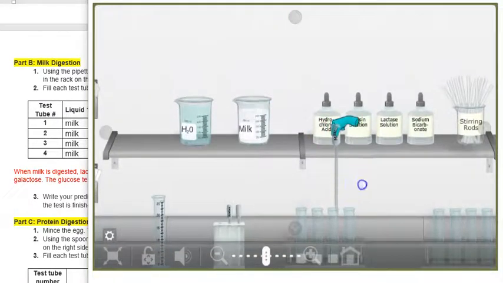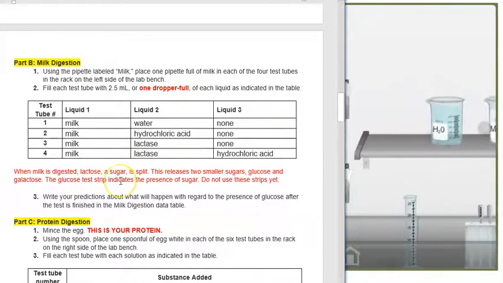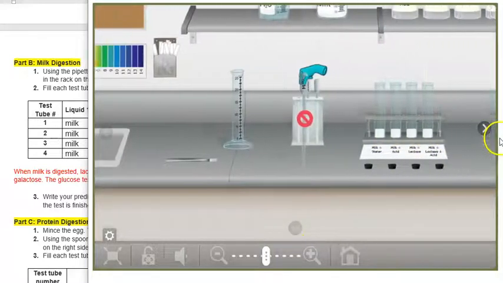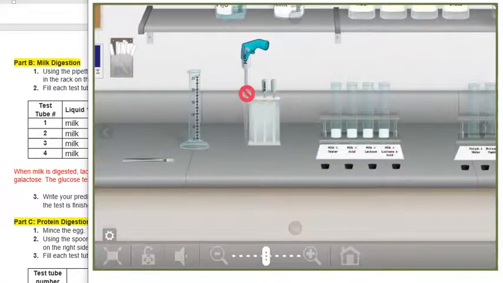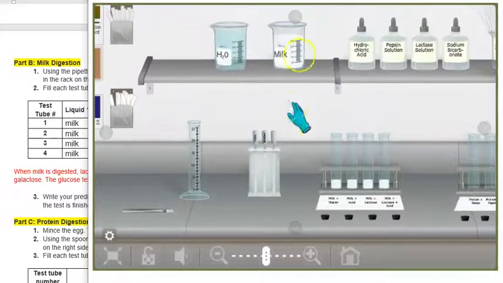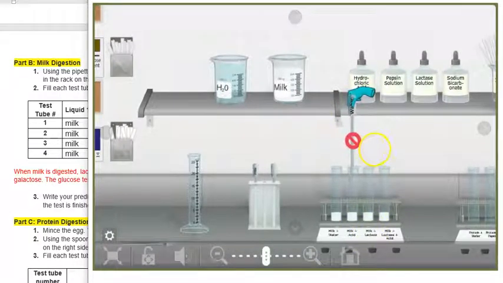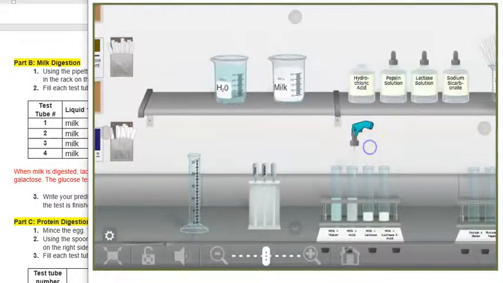What I'm going to do is go ahead and fill these test tubes just like it instructs me to do on this table. So I'm going to put water, hydrochloric acid, and lactase in the next series like this. I'm going to grab my test tube for water. And it says right here, milk and water. Down here it says milk and acid, so I have to go up here to the hydrochloric acid. Put it in this one.